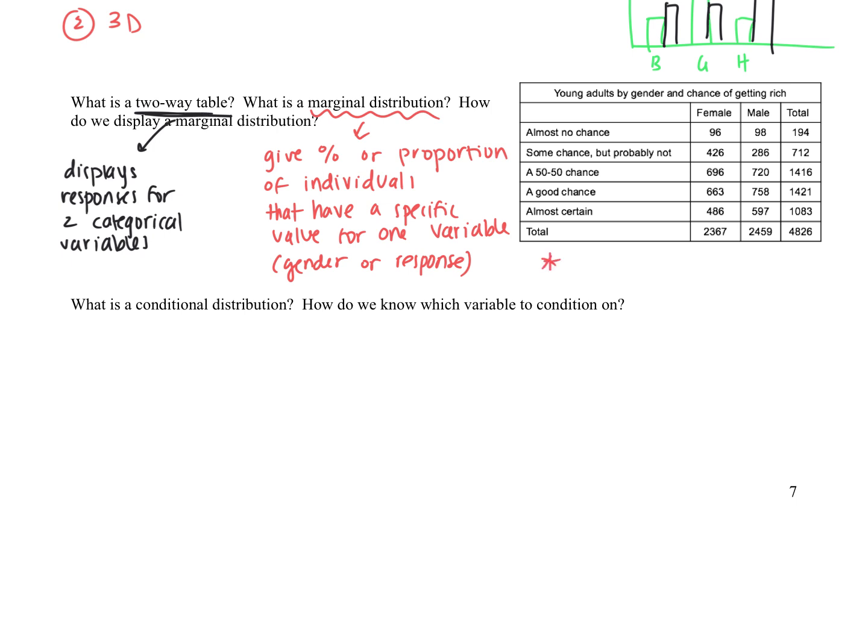And how you would display that marginal distribution is with a bar chart. So let's say I wanted to look at response. I would make a bar chart. There would be one bar for the 194 young adults that said almost no chance. There would be another bar for the 712 that said some chance, but probably not, and so on and so forth. If I'm looking at response, I'm ignoring gender then. So we don't care how many were male versus female.